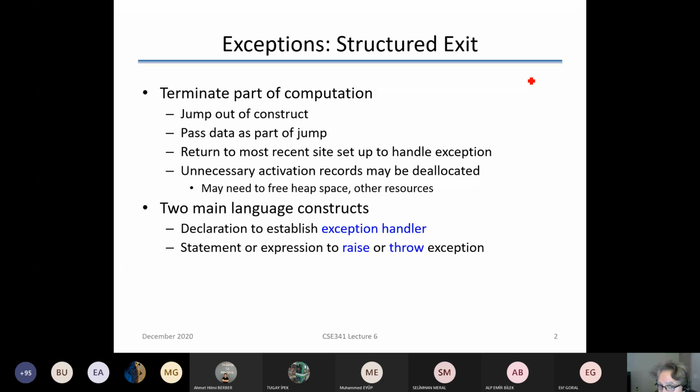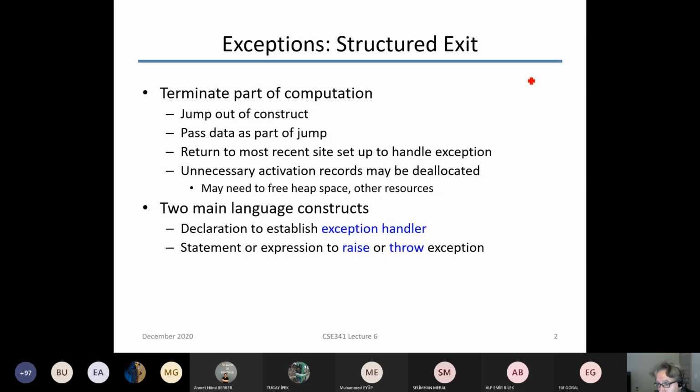And unnecessary activation records in this case may be deallocated. You might have some sort of an activation record, some context that is kept during the actual construct without exception, and when you actually go from there, you may need to free or deactivate those activation records if they are not going to be needed in the context to recover or to handle that exception. So this may require releasing some heap space or releasing some other resources.